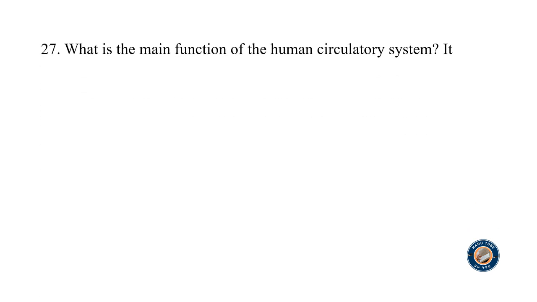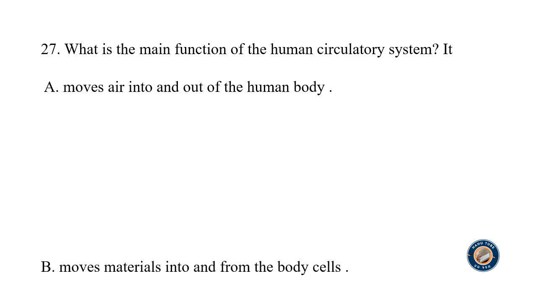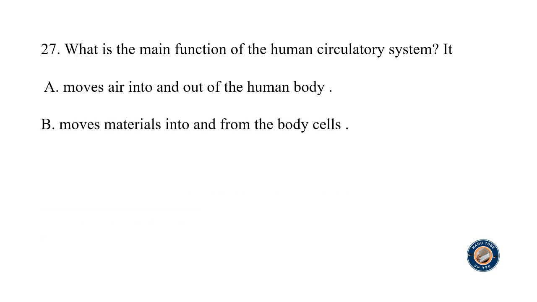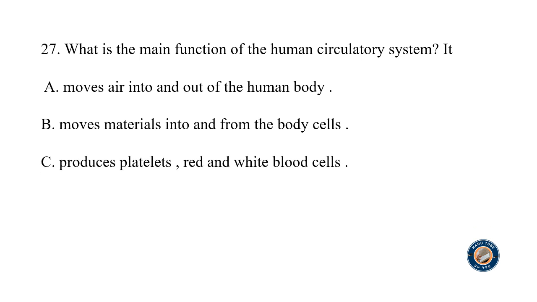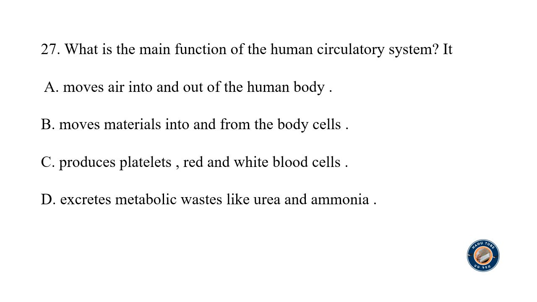Question number 27. What is the main function of the human circulatory system? A. It moves air into and out of the human body. B. It moves materials into and from the body cells. C. It produces platelets, red and white blood cells. D. It excretes metabolic wastes like urea and ammonia.